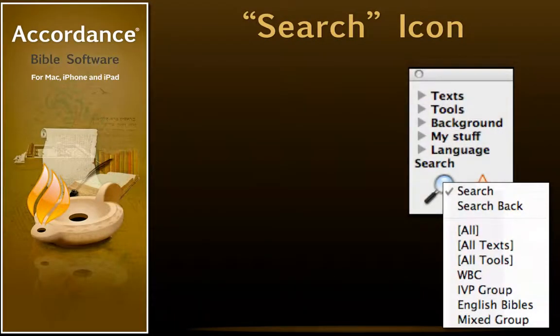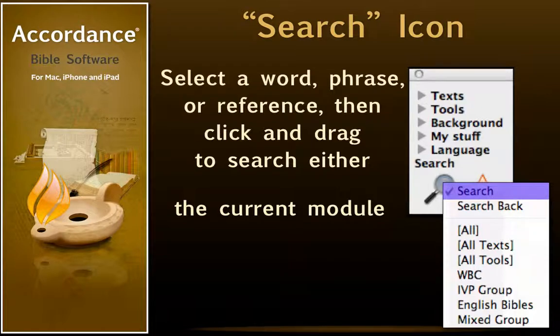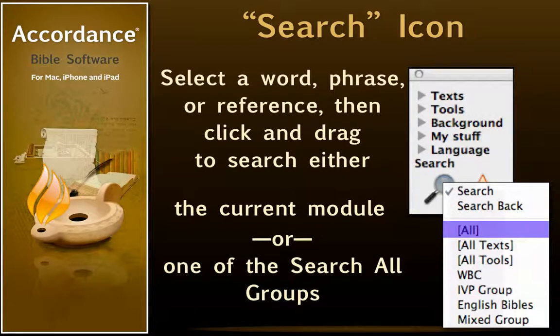The search icon is located at the bottom left of the resource palette, which I've collapsed here to save space. To use it, first select a word, phrase, or reference, then click and drag to search either the current module or one of the Search All groups.